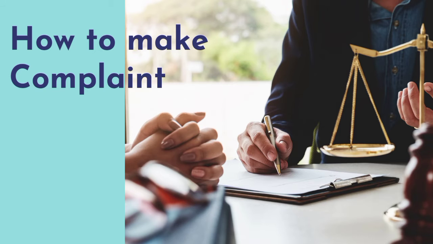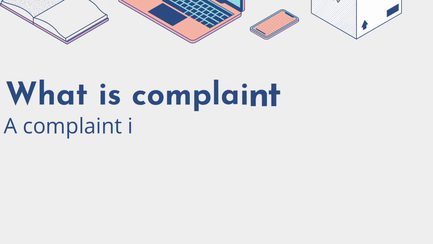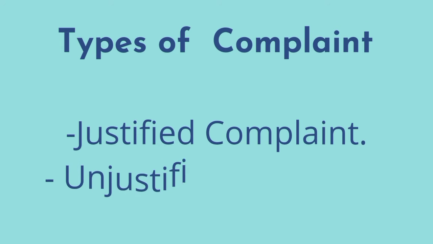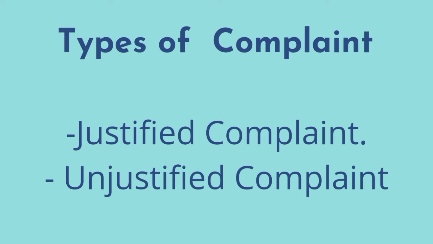Now, the first thing is, what is a complaint? A complaint is a statement by an individual or organization that something is unsatisfactory or unacceptable. The party filing the complaint is usually called the plaintiff, and the party against whom the complaint is filed is called the defendant. Okay, there are various types of complaint. Basically, we have two types of complaint. The first is called the justified complaint, and then the other is the unjustified complaint.